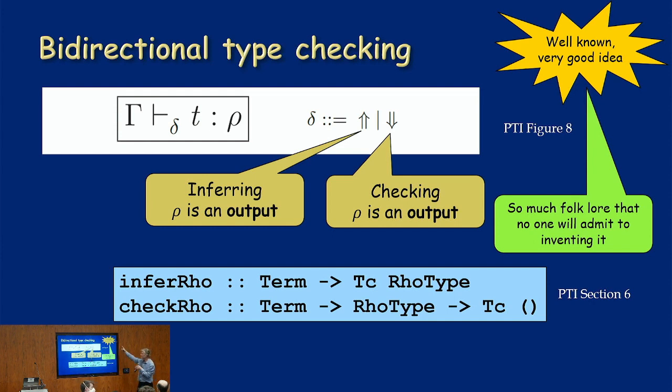That leads us to, like in this practical type inference paper, we actually have two type checking algorithms, one for inference and one for checking. The inference one says, give me a term and I'll give you a type. This TC is the type checking monad. I'll say a bit more about that later. And the checking one takes a term and a type and we just type check it in this monad. Okay?